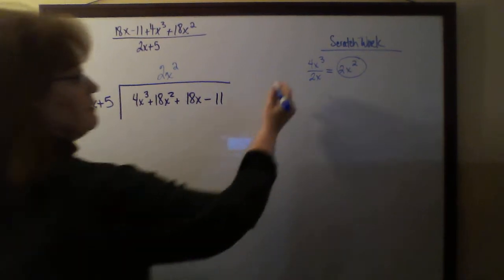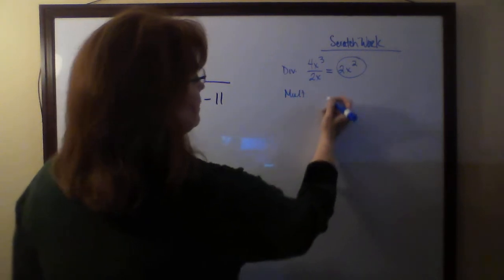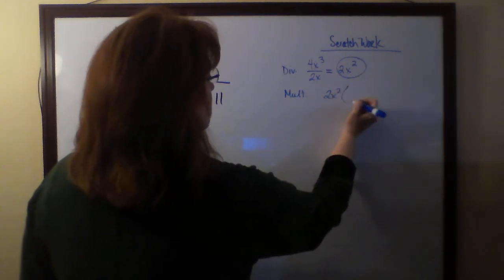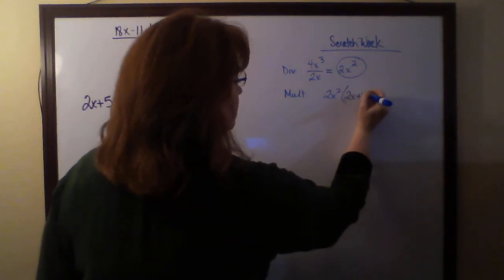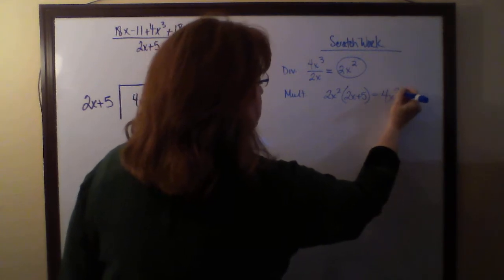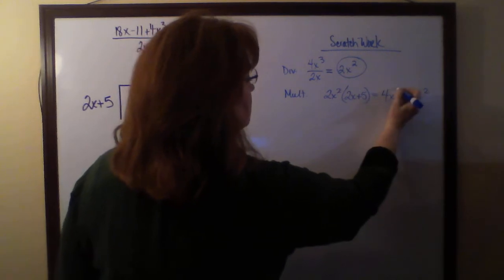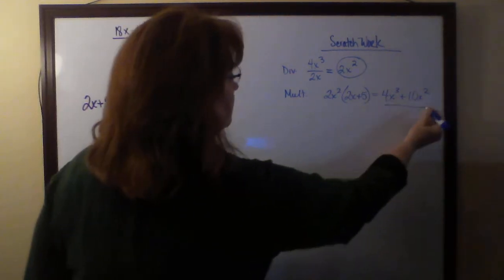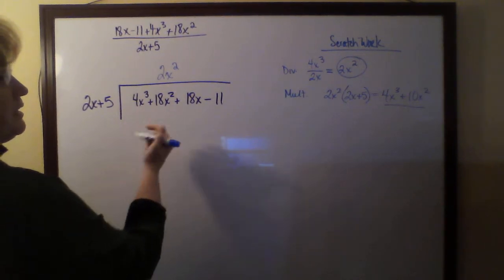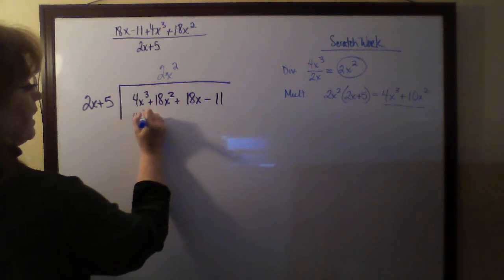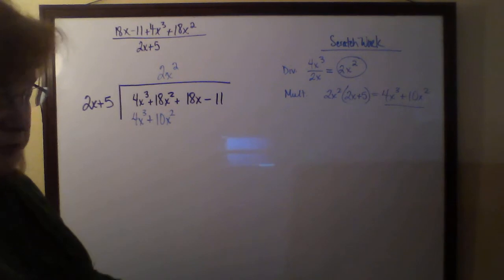Okay, the next step in the algorithm, as you may remember, is multiplication. So on this step, we take the 2x squared and multiply by the divisor, 2x plus 5. Here's my scratch work, which gives me 4x squared plus 10x. Sorry, 4x to the third plus 10x squared. Okay, that binomial goes here below these two terms in like term category. Okay, so that's the result you get when you multiply.